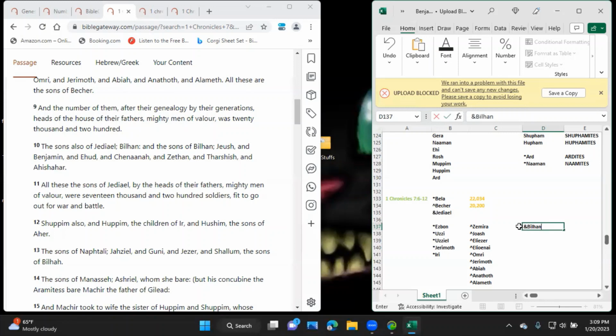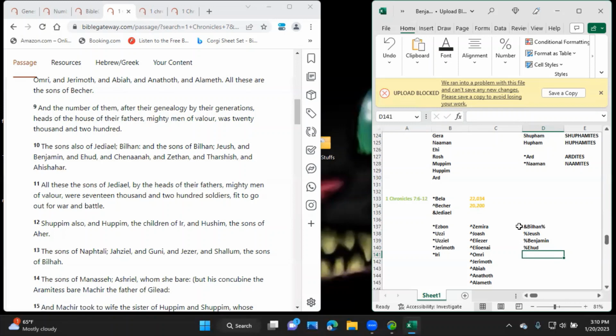Bilhan. And in order to continue a genealogical line, I do this. So you know that Bilhan is the son of Jediel. And then the sons of Bilhan: Jeush and Benjamin, and Ehud, who is an important character in the Bible, one of the judges in the book of Judges, a very interesting judge, absolutely one of my favorite stories in the Bible, that I hope to actually unpack in Benjamin Part C.